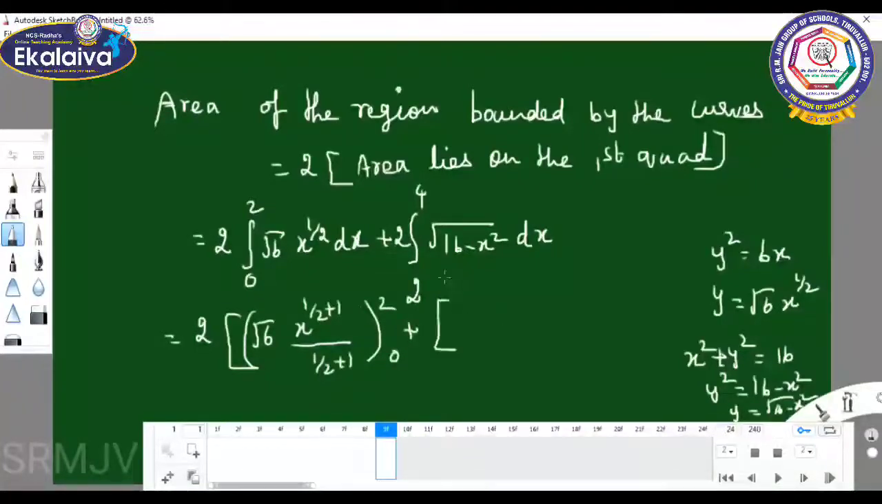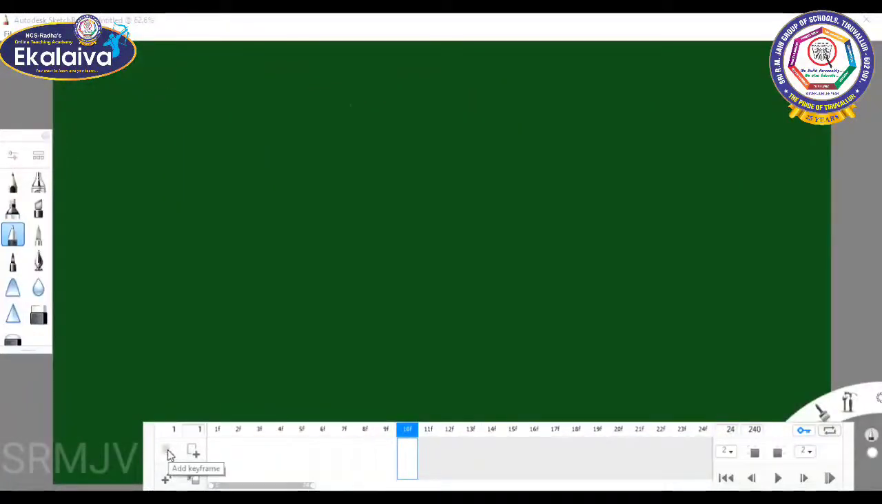Here you can take the formula: the integral of root of a square minus x square is x by 2 root of a square minus x square plus a square by 2 sine inverse of x by a. The limit is 2 to 4. See here, you can substitute the upper limit.